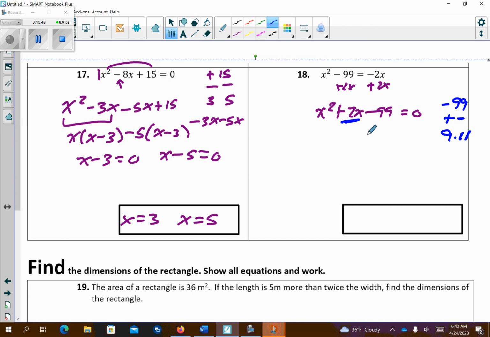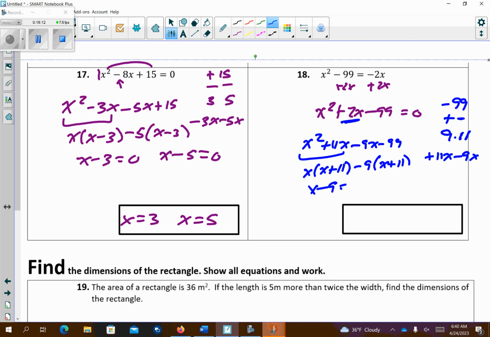And if I put them in the right order with the positives and negatives, I'm going to get positive 11x minus 9x. That's going to give me the 2x, minus 99. So x and x plus 11. Factor out a negative 9. That changes signs. So I get x minus 9 equals 0 and x plus 11 equals 0. Add 9 to both sides, so you get 9. Subtract 11 from both sides, so you get negative 11.